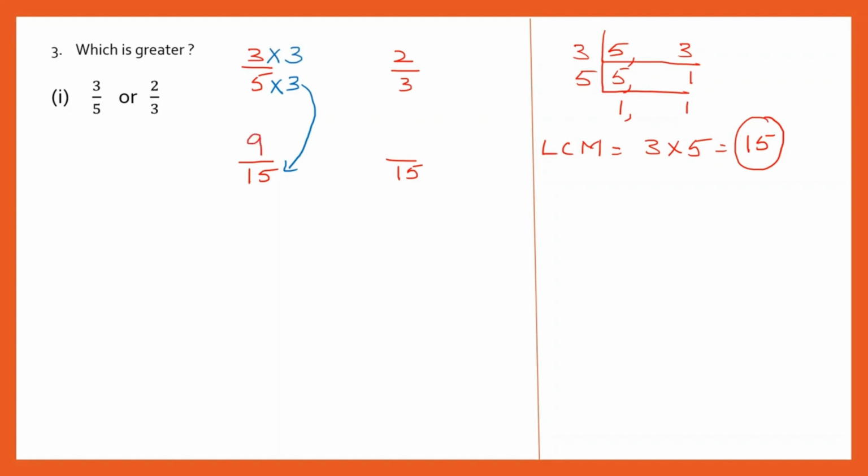Let's go to the next fraction. 3 into 5 is 15. That's how my denominator became 15. So now I multiply my numerator also by 5, since I multiplied 3 by 5. 2 5s are 10.